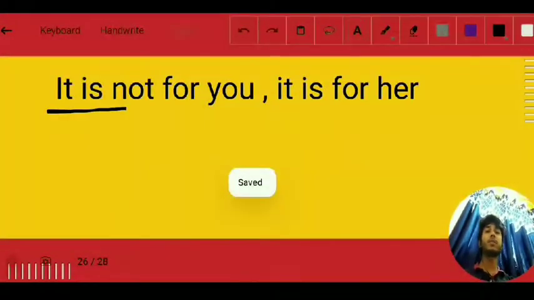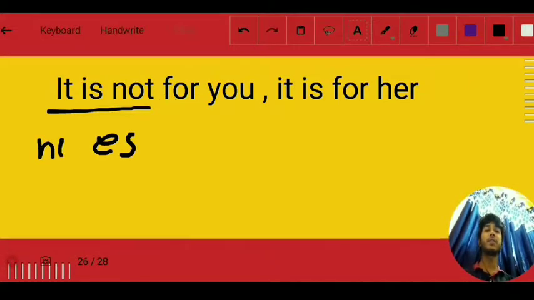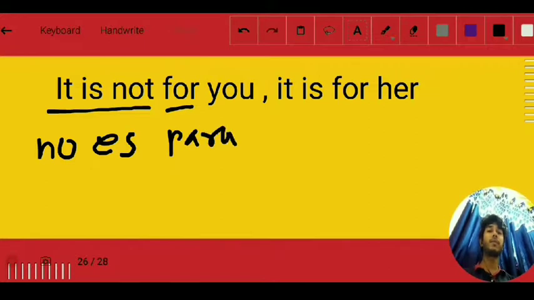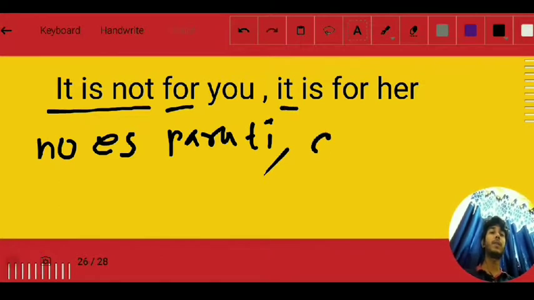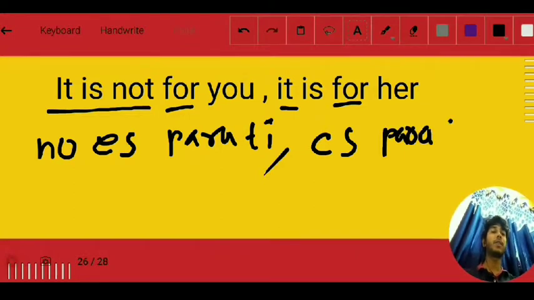It is not for you. So again, here we have negation. For "it is", we are going to write es with a negation: no es. For is para. You is ti. And now it is es. For we write para. For her, we are going to write ella. Es para ella.